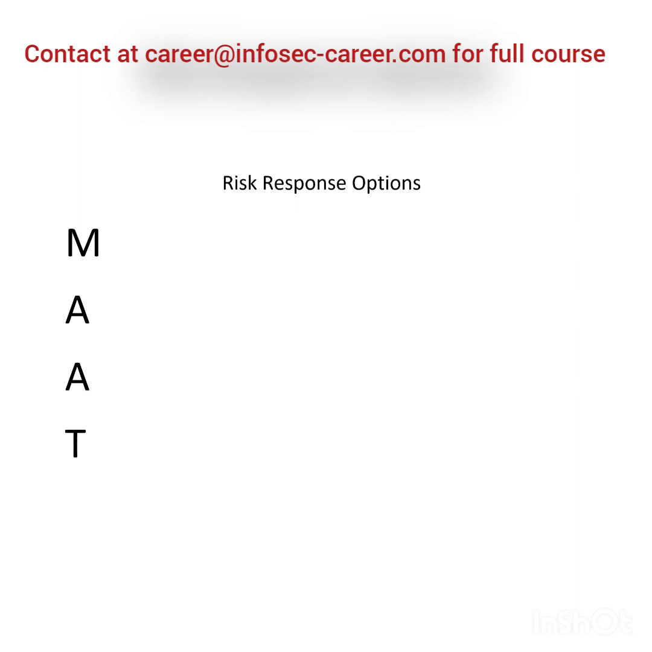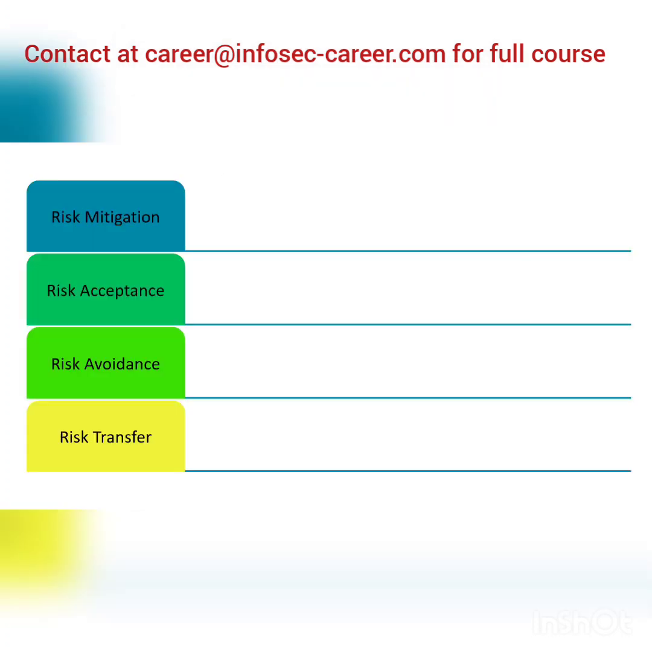MAAT: mitigation, acceptance, avoidance, transfer. Now, risk mitigation is also known as risk reduction, whereas risk transfer is also known as risk sharing. Let us discuss each option in detail.